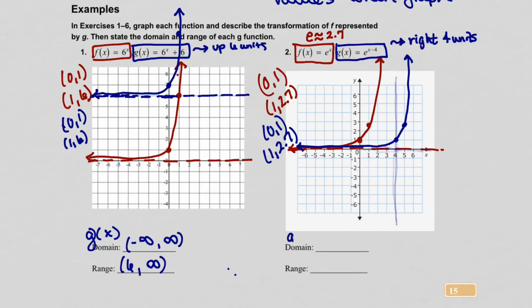And again, like I said, we'll find it pretty standard that our domain can go as far left and as far right as it wants. In our range, it's never going to go any lower than that asymptote. And shifting left and right did not change our asymptote on this. So that's going to stay at 0.